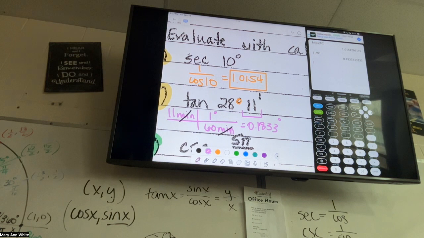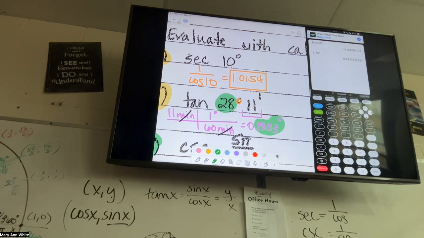If we had seconds, we'd have to convert that too, but we don't. So now that I made my minutes a decimal, I'm going to take my 28 degrees and my 0.1833, add those together. So just kind of tack them next to each other.